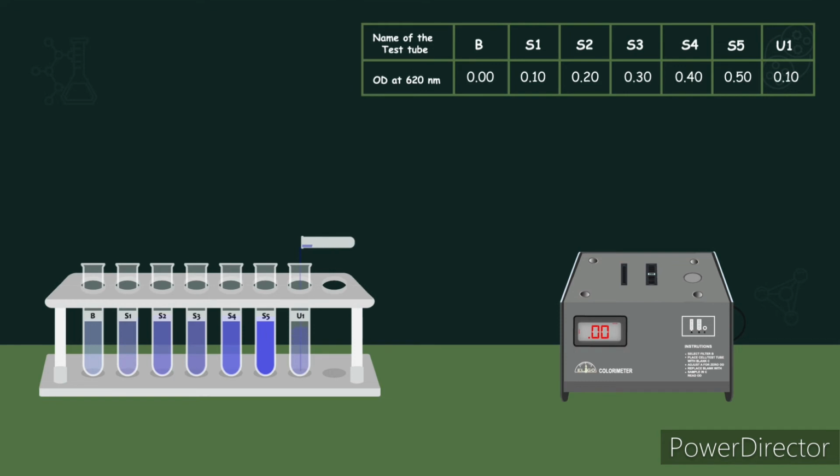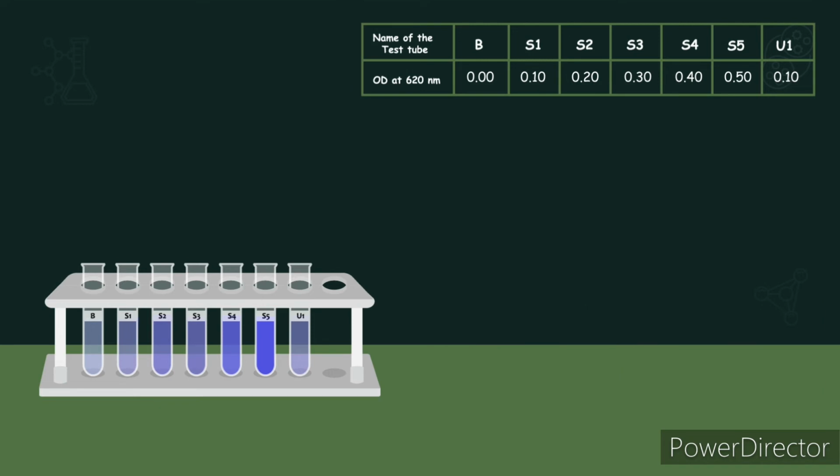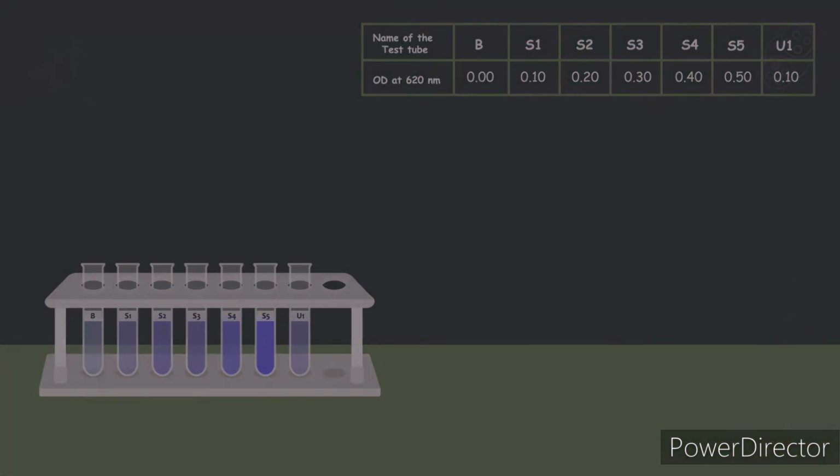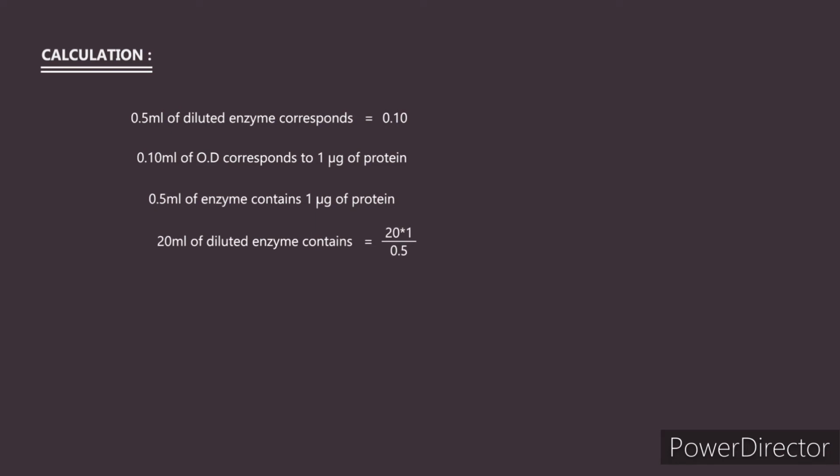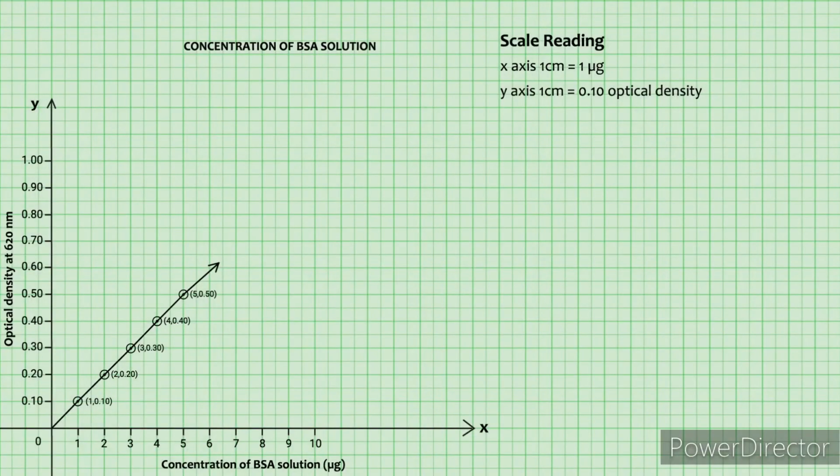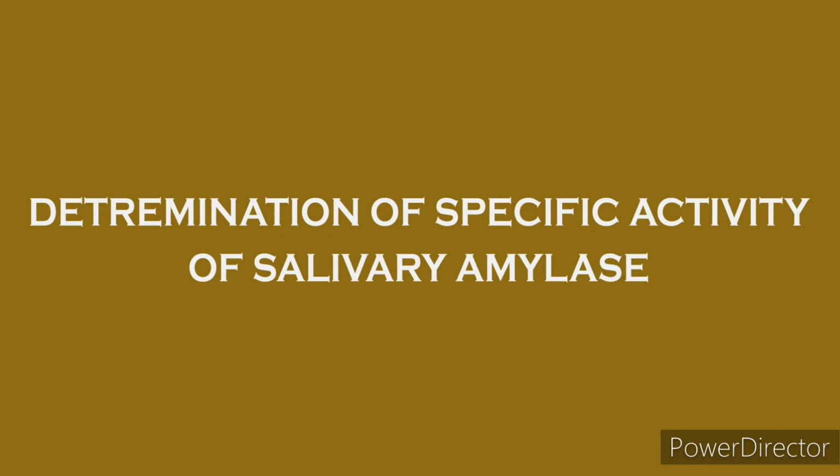So we are just estimating the protein. Now you can see the calculation. 0.5 ml of diluted enzyme corresponds to 0.1 optical density, which corresponds to 1 microgram of protein. 0.5 ml of enzyme contains 1 microgram of protein. 1 ml of concentrated enzyme contains the following. So you can see the graph of concentration of BSA solution against the optical density at 620 nanometer.